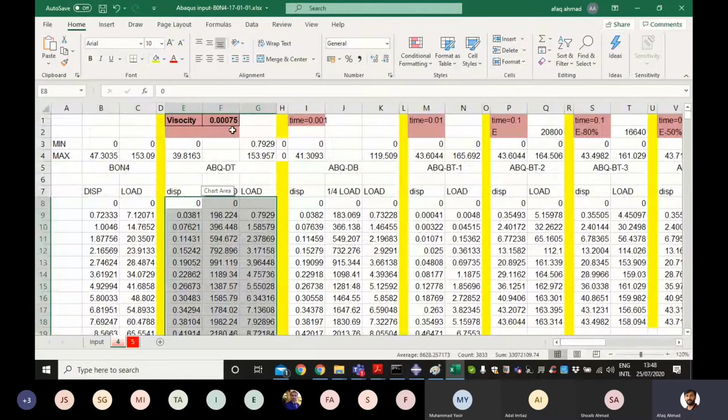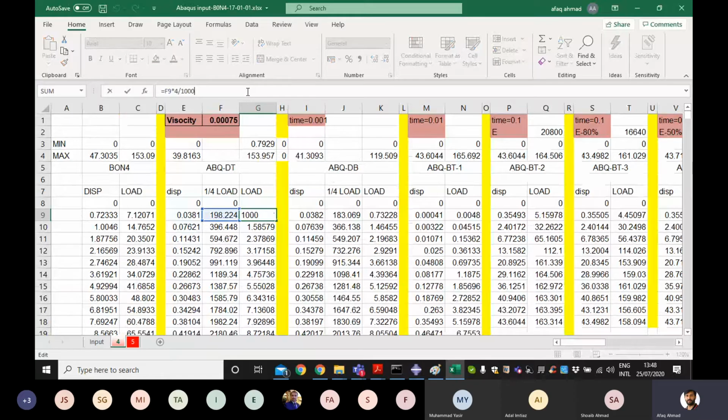So like Shape, I also ran different viscosity parameters in 2017: 0.007, 0.001, and the time scales like this. These are the loads which I got from the Abaqus. And in the output, I multiply this load by 4 and divide by 1000 to get it in kilonewtons. That's the reason, because I'm modeling the quarter, so I'm giving the quarter reaction.